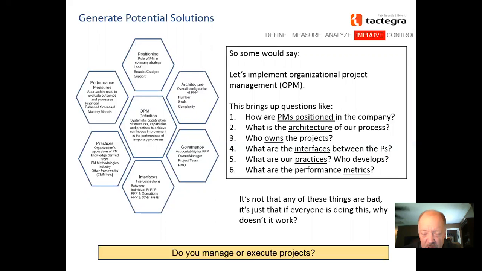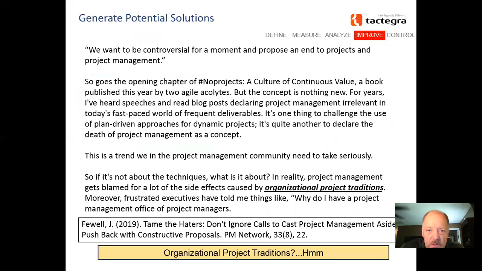And as you deep dive, more questions come up. Do you manage or do you execute projects? We'll talk about what the difference between those two things might be. There was a guy here who came up with the idea of asking, why don't we just end projects? And I'm sure PMI has a hit out on this guy. But when he started talking about projects and project managers and all this other stuff, the term organizational project traditions came up. That was the first time we saw this term.